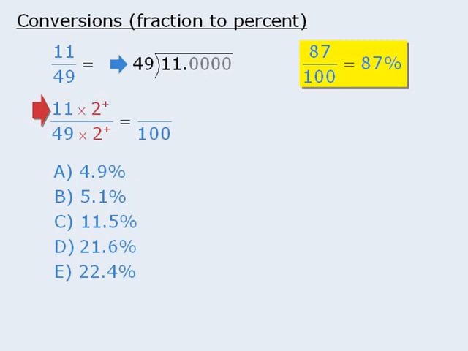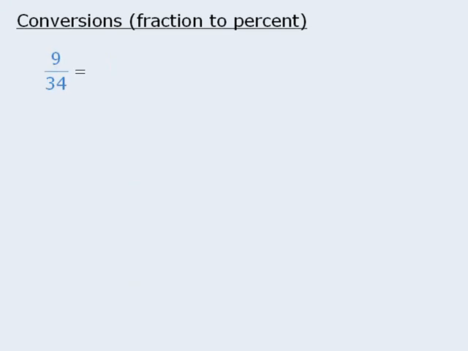Now, if we multiply the denominator by a number a little bit bigger than 2, we must also multiply the numerator by a number a little bit bigger than 2. When we do this, we get a number a little bit bigger than 22, and when we convert this fraction to a percent, we get a number a little bit bigger than 22%. Now, when we check our answer choices, we see that only one answer is a little bit bigger than 22, so the answer here must be E. Alright, let's try another one.